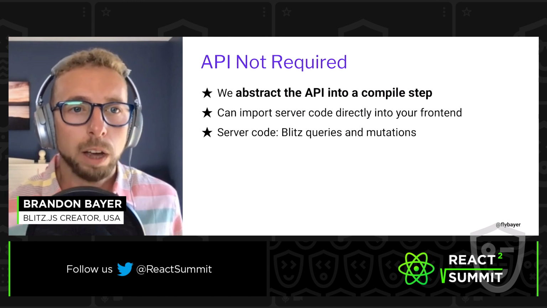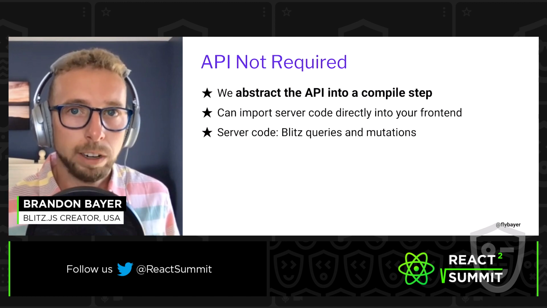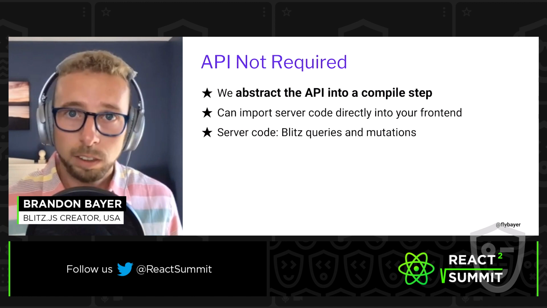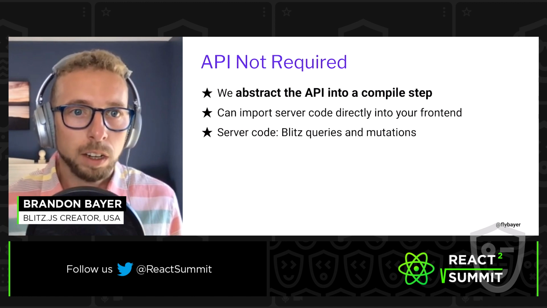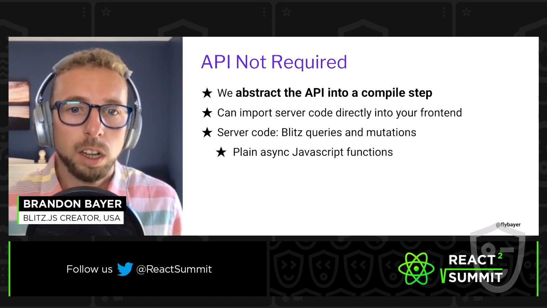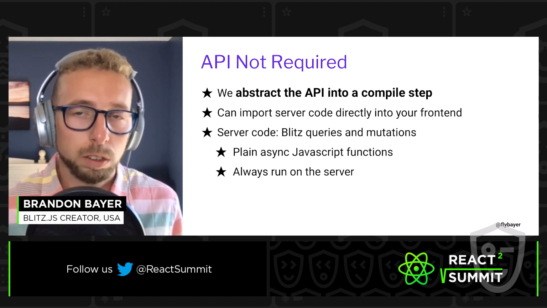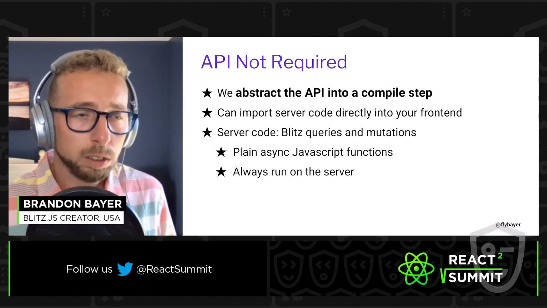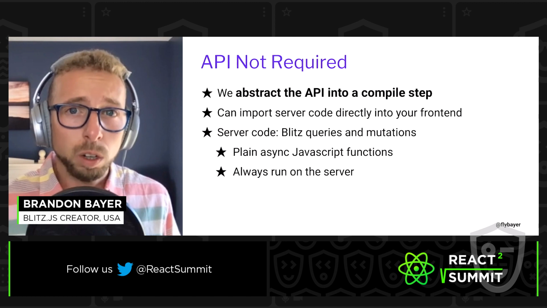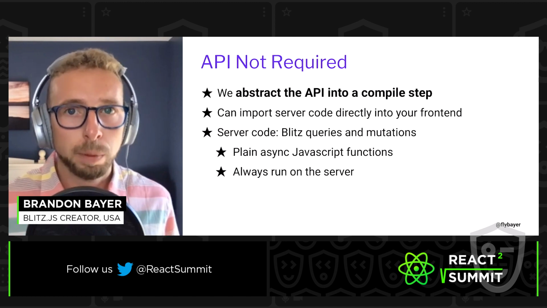And how you do that in a Blitz app is what we call queries and mutations. Now, this has nothing to do with GraphQL. We just use the same nomenclature. And they're just plain asynchronous JavaScript functions that always run on the server. If you're familiar with Ruby on Rails or Laravel, the controller concept is basically replaced by queries and mutations.